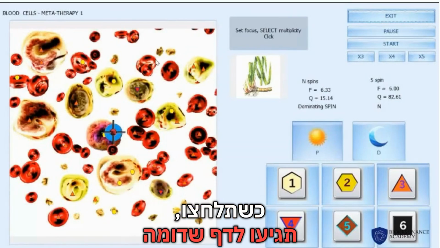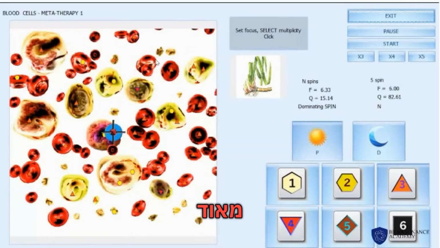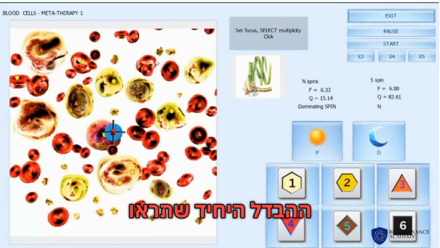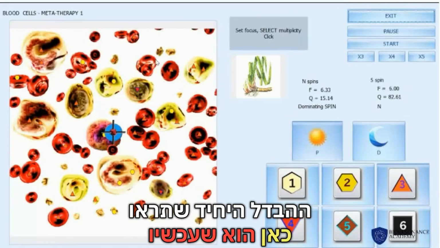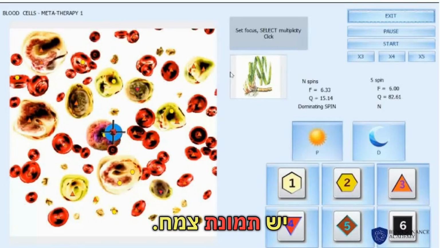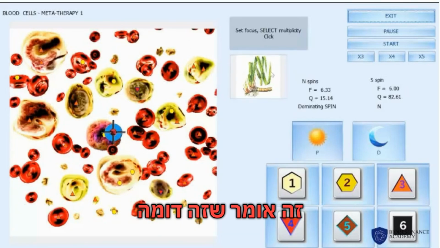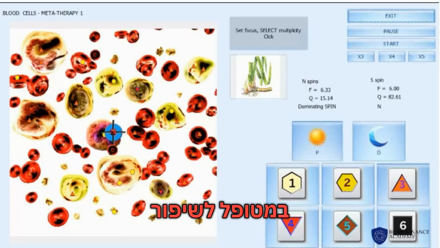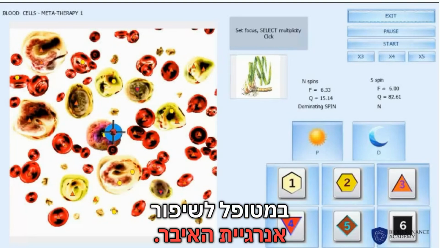When you press this, you will come to a page that looks very similar to the metatherapy page. The only difference that you may notice here is that now you have this plant image over here. What this means is that it is similar to metatherapy, but instead they are using the frequency of this particular plant to apply the therapy on the patient to improve the energy of this particular organ.